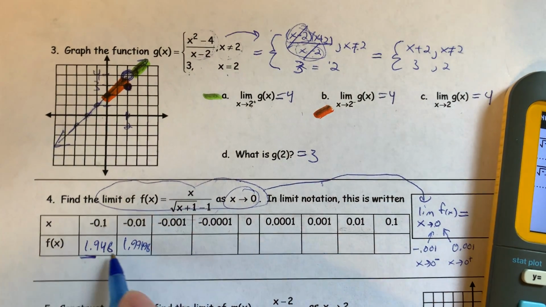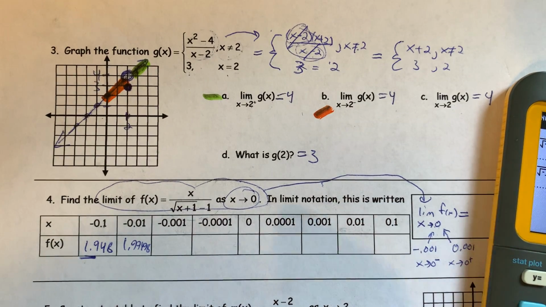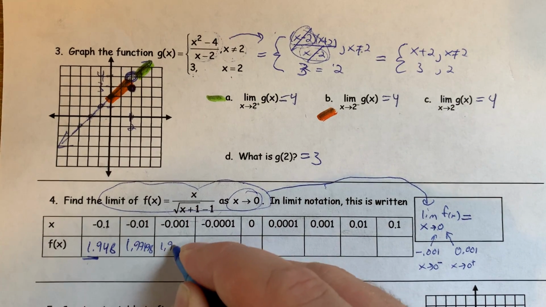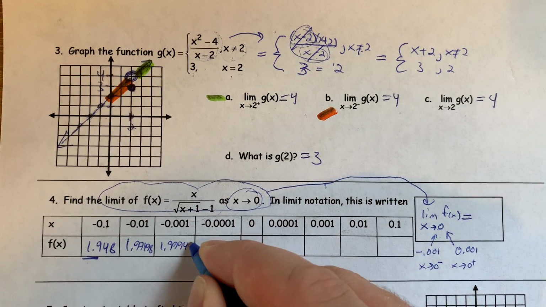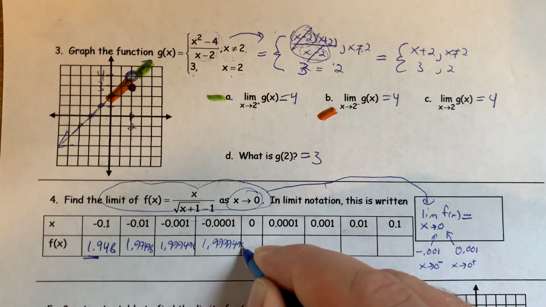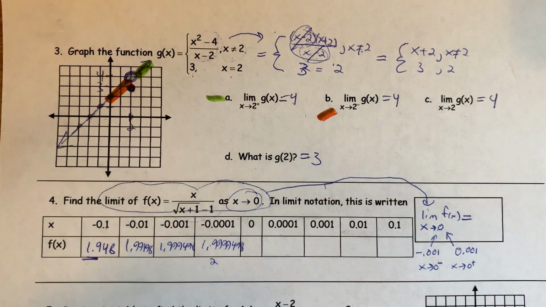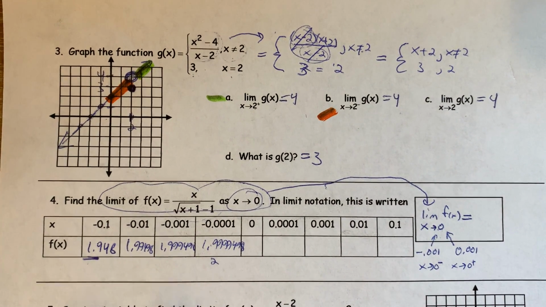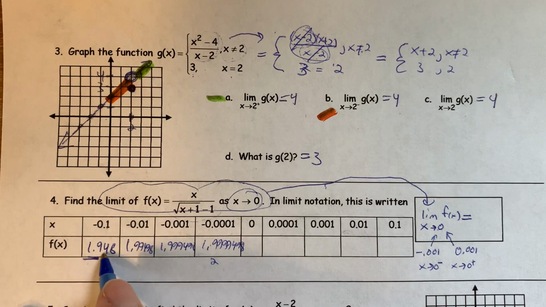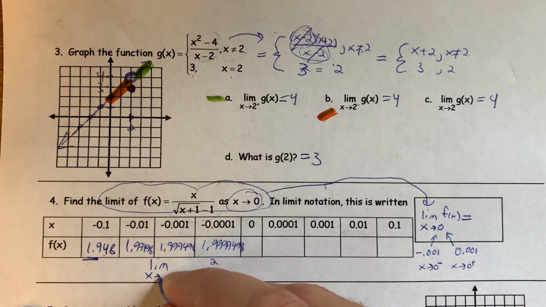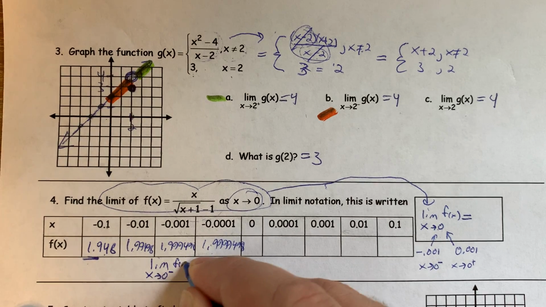And so it sure looks like it's getting closer to 2. Go ahead and make sure you can fill these out on your own. Go ahead and get those values. You should have gotten that this was 1.999498, 1.9999498, and at some point your calculator actually might round it to 2, depending on how willing it is to round. But we'll notice it's getting closer and closer to 2, and so this is the limit as x approaches 0 from the left of f of x.